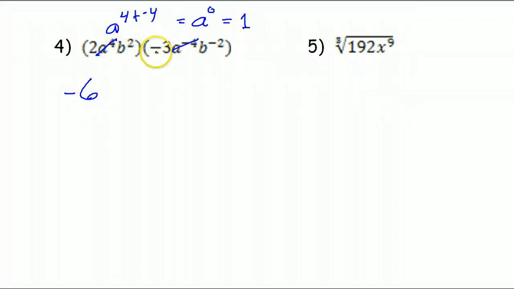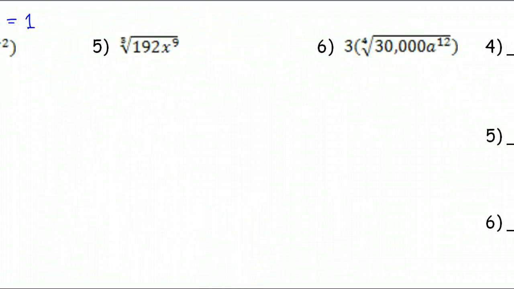Oh look, same thing's going to happen with the b's. Okay, 2 plus -2 is 0. B to the 0 power is just 1. So you don't need to write that down. So look at that. The answer to number 4 is simply -6. Genius. Number 5.